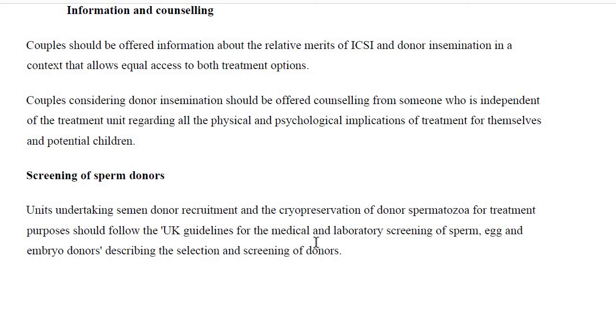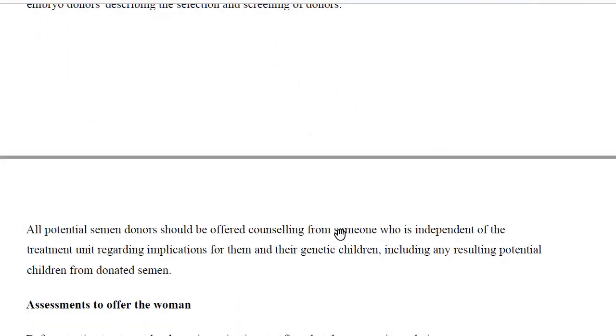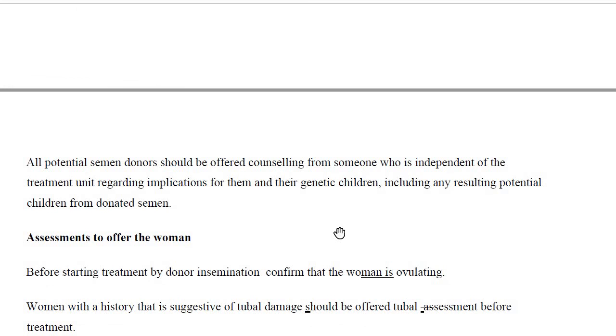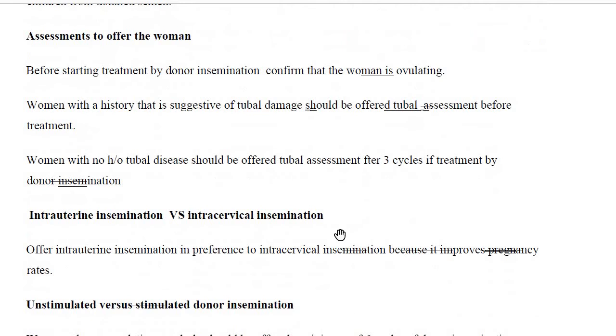Screening of the sperm donors: units undertaking semen donor recruitment and cryopreservation of donor spermatozoa for treatment purposes should follow the UK guidelines. There are special guidelines that donors should not have any genetic disorder, age should not be more than 40 years, and they should not be suffering from any infectious disease.